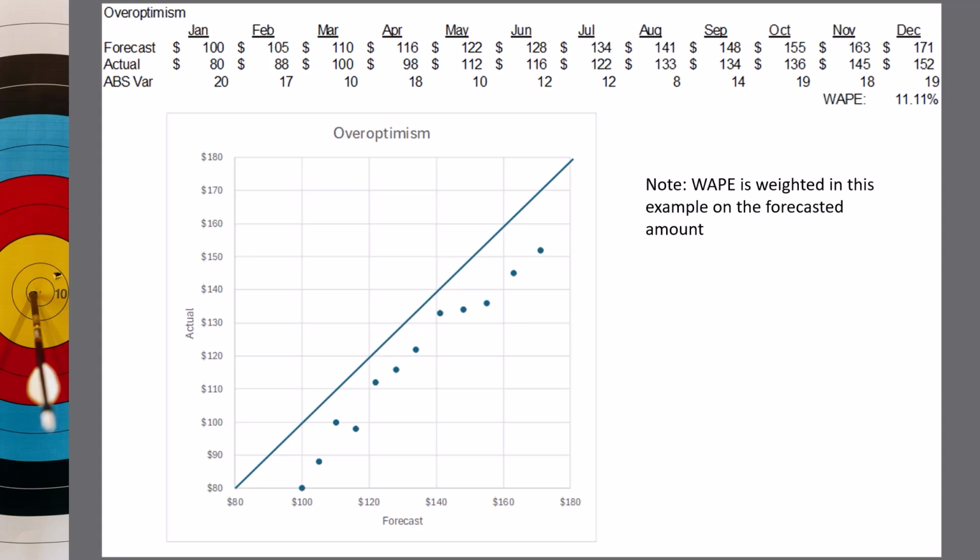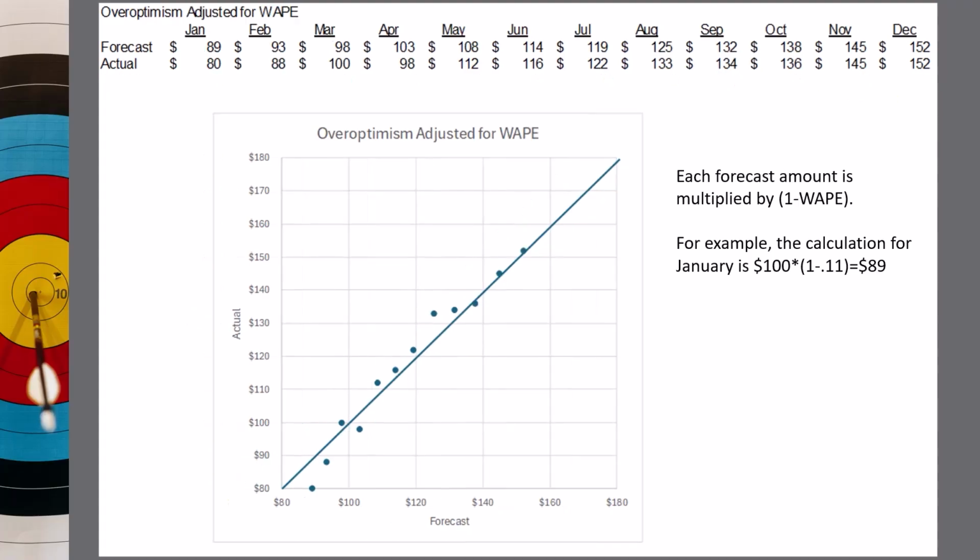This is a graph of an overoptimist. I've calculated the WAPE for their forecasts. However, I've weighted the WAPE by the forecast amounts, not the actuals. In other words, the WAPE is the sum of the monthly absolute variances divided by the total of the forecast amounts. I'm given forecast amounts, not actual amounts, so I want to calculate a number to adjust the forecast amounts. The WAPE is 11%.